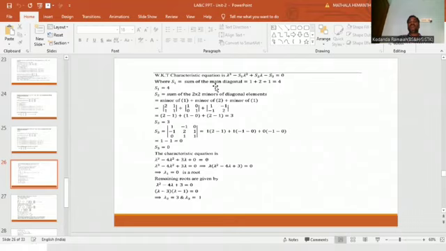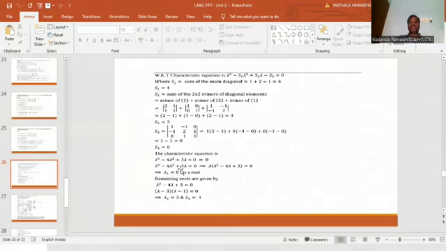S1 equals the sum of the main diagonal elements, that is 1 plus 2 plus 1 equals 4. S2 equals the sum of the 2 by 2 minors of the diagonal elements, minor of 1 plus minor of 2 plus minor of 1, which finally gives S2 equals 3. S3 equals the determinant of the given matrix, which is 0. Substituting S1, S2, S3 in the equation, we get lambda cube minus 4 lambda square plus 3 lambda plus 0 equals 0. Simplified, lambda cube minus 4 lambda square plus 3 lambda equals 0.